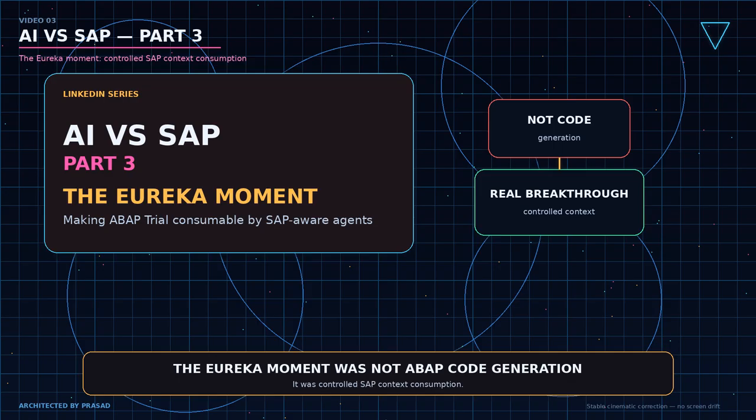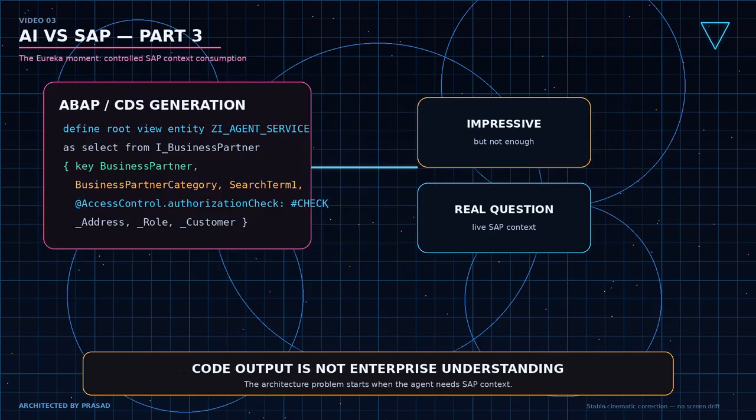The real moment came when my custom SAP AI Agent Hub connected to an ABAP Cloud Trial system, discovered RAP and OData entities, read their schemas, and made SAP data consumable by working agents.